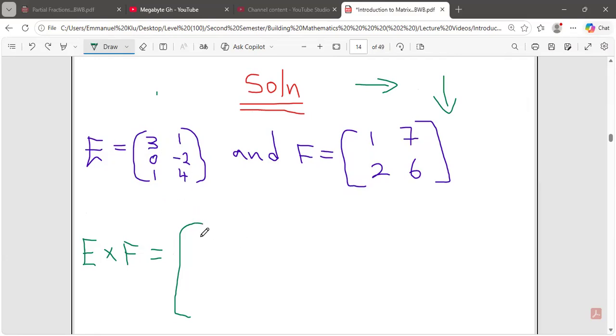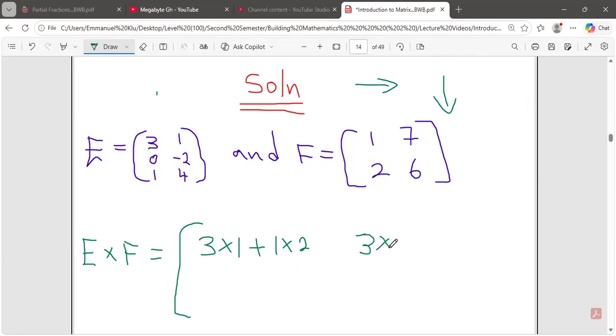The 3 is going to multiply the 1. So you're going to write 3 times 1 plus 1 times 2. Simple as that. And then in the next step, let's proceed to write it at the other side to complete it. You realize that this same 3 is coming to multiply the 7, and the 1 is coming to multiply the 6.